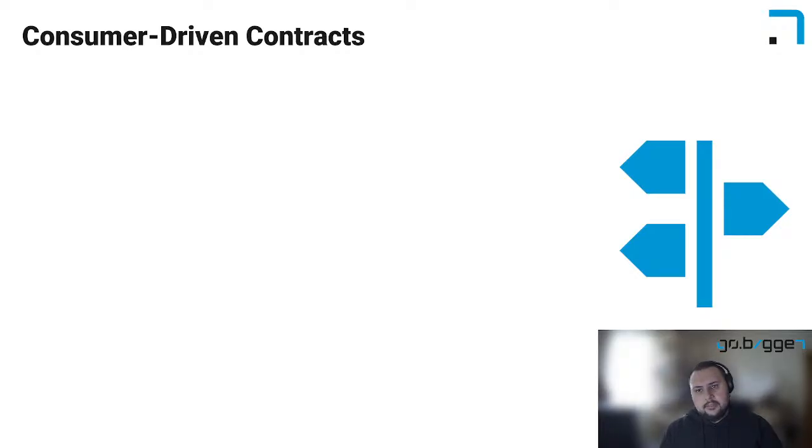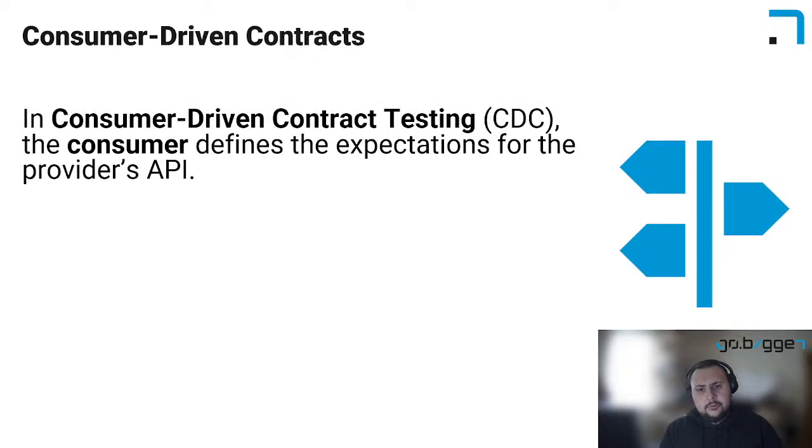Speaking of contract testing, we are talking mostly about consumer-driven contracts. Why this specific name? In consumer-driven contract testing, in short CDC, the consumer, that's important, defines the expectations for the provider's API, because usually it's the provider that sets the expectations of what you can send to him and what he sends you back. But in this case, we are talking about the consumer that defines the expectations of what is going to get sent and what we will receive back.